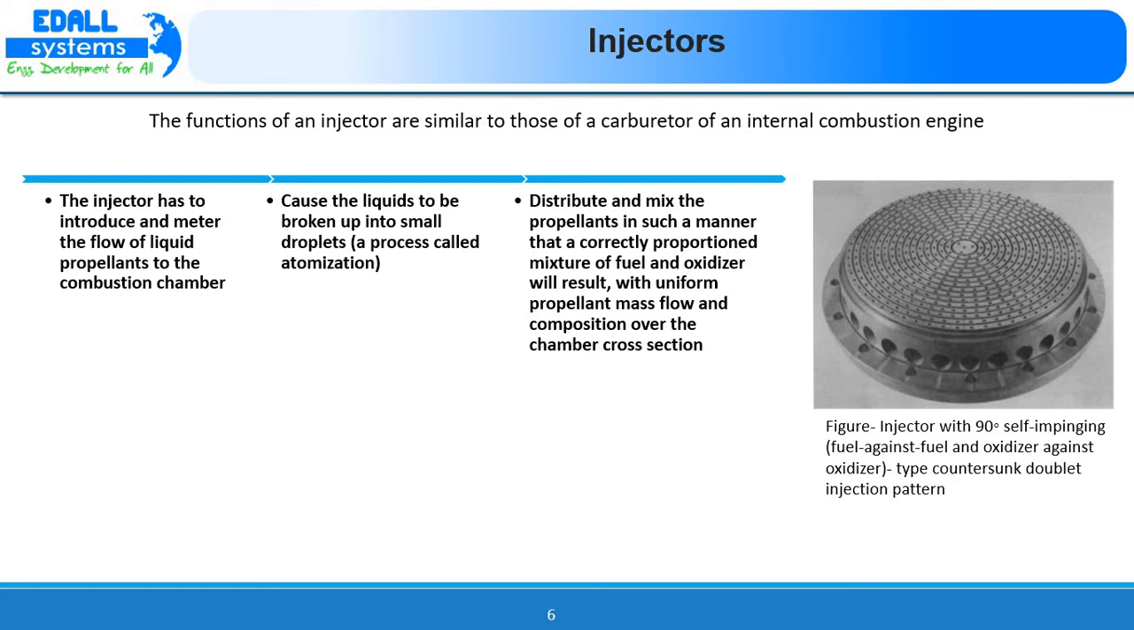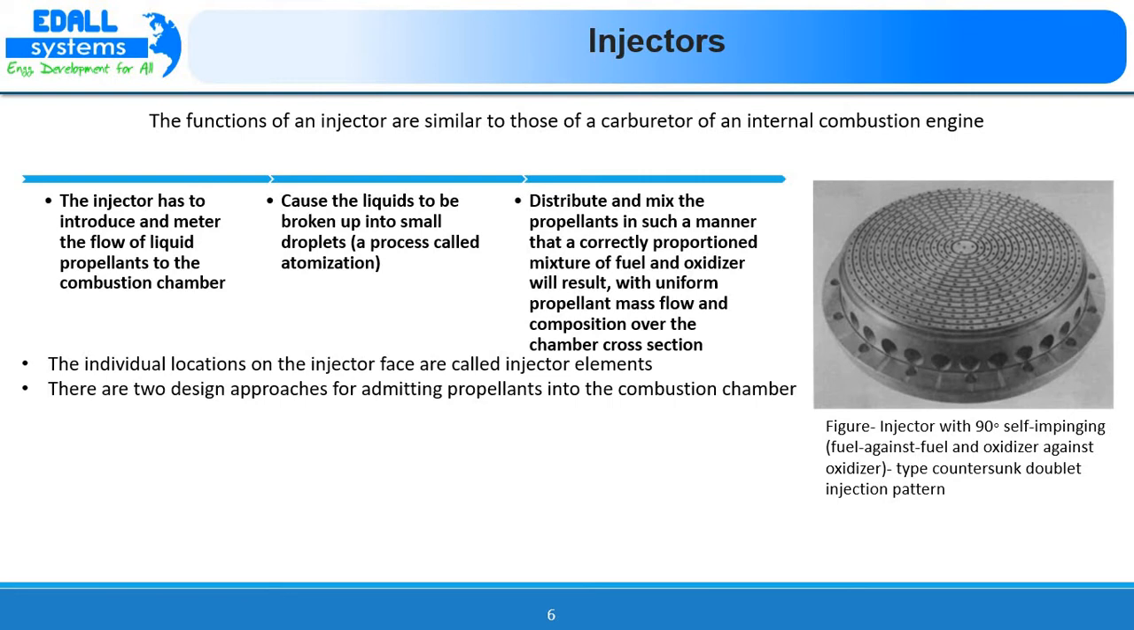Here to the right we can see a real injector, how it looks. It is a doublet injection pattern type injector. We'll see what types of injectors there are in upcoming slides. The individual locations on the injector face are called injector elements. Here in the injector image we can see small ports. These ports are called injector elements, present on the injector face. This complete circular plate which we see on top of the injector is the injector face, and these small pores are the injector elements.